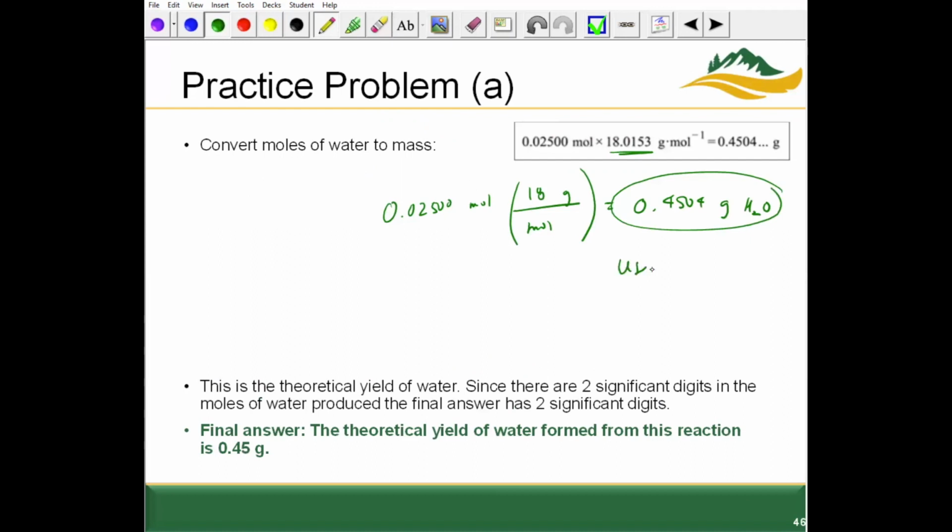And we used up all of the NaOH. We used up all of the sodium hydroxide, our limiting reactant, to form this many grams of water. To get this into 2 sig figs then, we round to 0.45 grams. So that is our final answer. 0.45 grams of water is our theoretical yield of water produced from this reaction. Again, if all of our limiting reactant is used up.